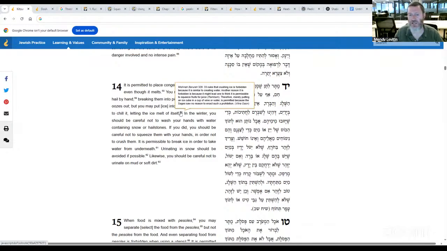Again, the Vilna Gaon says that it's not regular. Ice water is not the regular way of, so to say, getting the liquids out of the ice. Although the ice melts when you put it into the water, that's not the intention, and that's not the regular way, so therefore it doesn't fall under the prohibition.